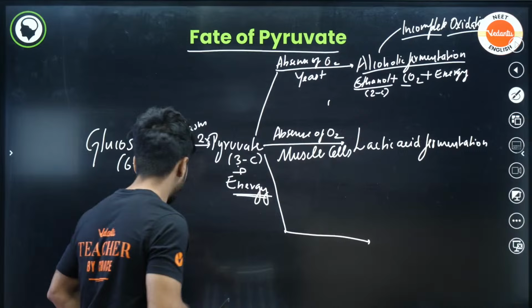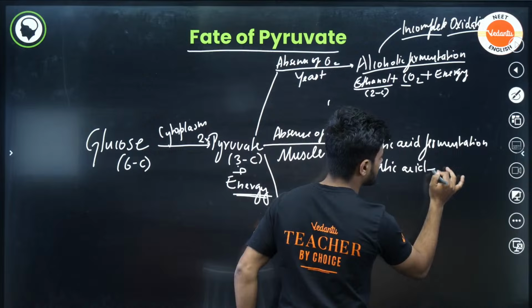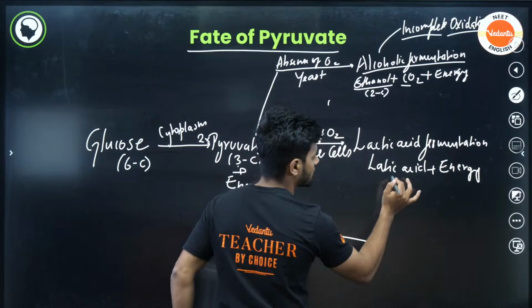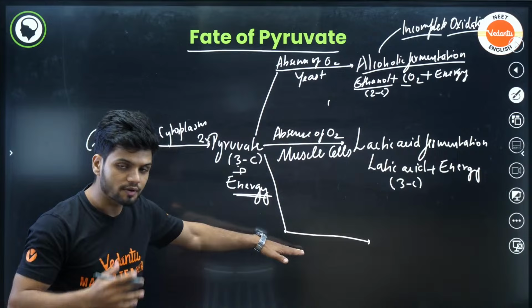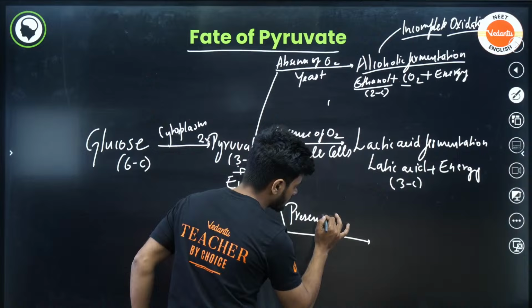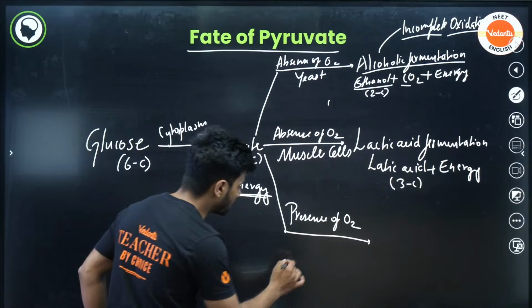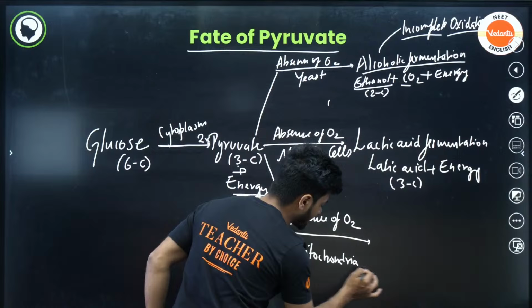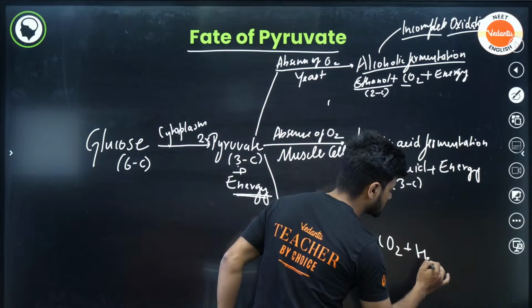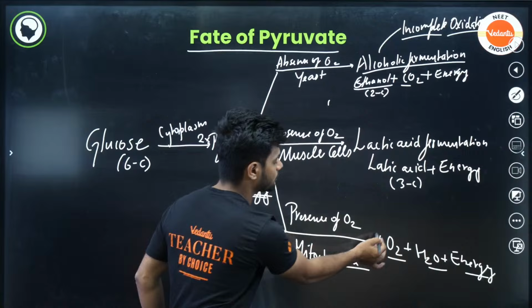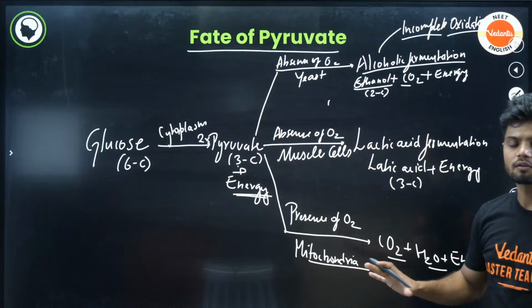And in lactic acid fermentation, we get lactic acid plus energy. This is your 3 carbon compound. The last one, which we are most interested in, happens in the presence of oxygen. This happens in the case of your mitochondria, which results in the formation of your CO2 plus water plus energy. These three are different fates of your pyruvate.